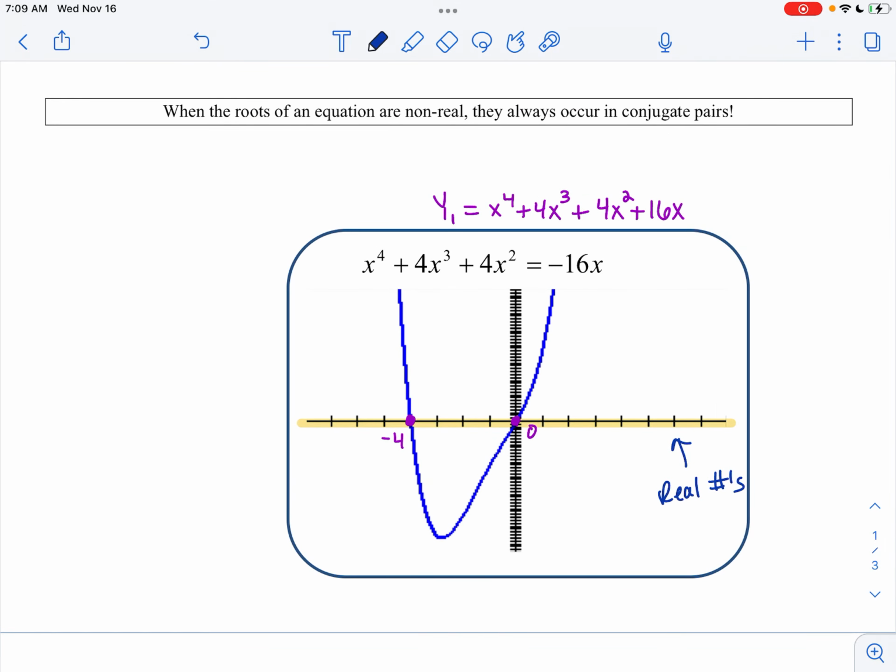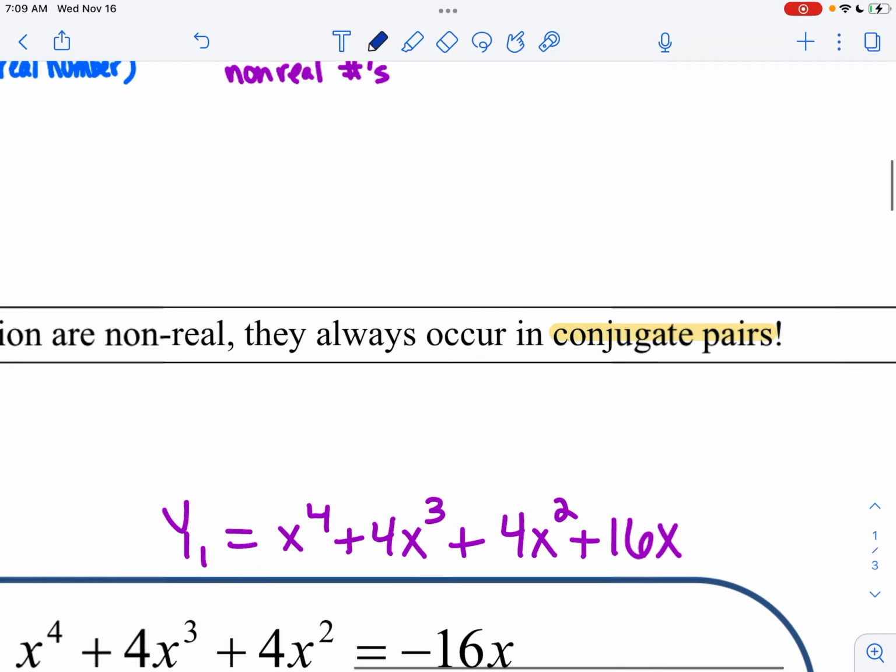Now this line above the graph says that when an equation has non-real roots, they occur in conjugate pairs. I just want you to understand what conjugate means. So we had a 2i and a -2i, the plus or minus. So a conjugate pair is just that. It's values that just have an opposite sign.